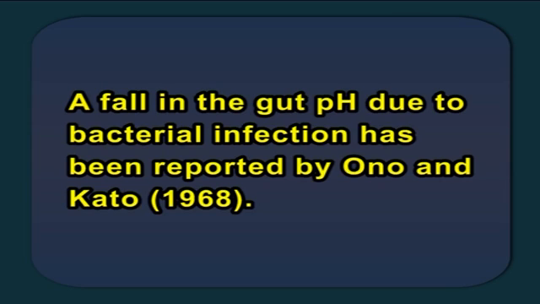A fall in the gut pH due to bacterial infection has been reported by Ono and Cato in 1968. A change in blood pH also leads to general paralysis in silkworms due to leakage of gut contents into the hemocoel. Higher concentration of pathogens cause more virulence. The infection process is determined by the balance between the device of aggression of the pathogen and its virulence, the mechanism of defense of the insect host, its genetic immunity and the stress exerted by the environment or other agents.